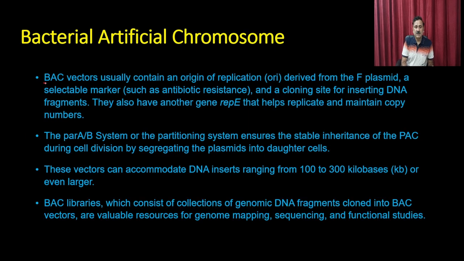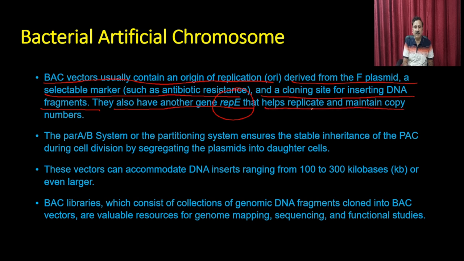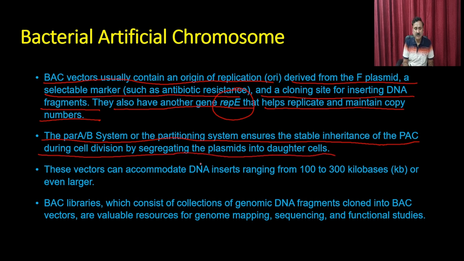Then BAC vectors usually contain an origin of replication derived from the F plasmid, a selectable marker such as antibiotic resistance, and a cloning site for inserting the DNA fragments. They also have another gene called RepE that helps to replicate and maintain the copy number. The parA and parB system, or the partitioning system, ensures the stable inheritance of the plasmid during cell division by segregating the plasmid into the daughter cells.